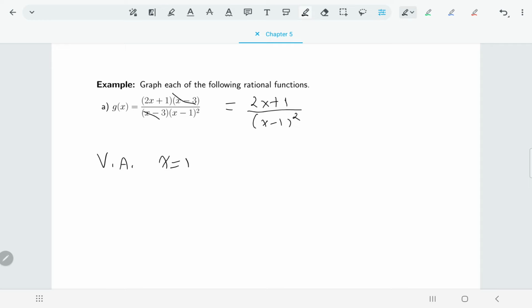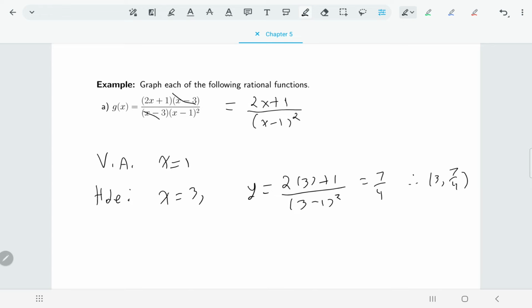The other part is that since we had 3 as an excluded value, and that came from the factor x minus 3 that we completely removed, then that's telling you that we have a hole on our graph when x is equal to 3. And of course we need to know what the y value is, so we put the value of 3 in for x into our simplified version of our function. And so we've got a hole at 3, 7/4.